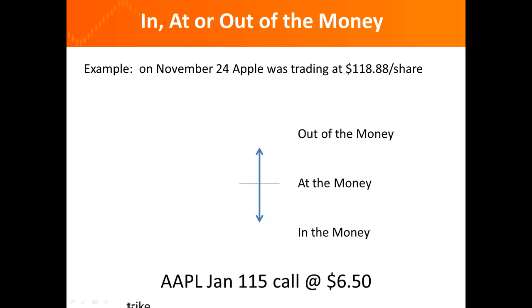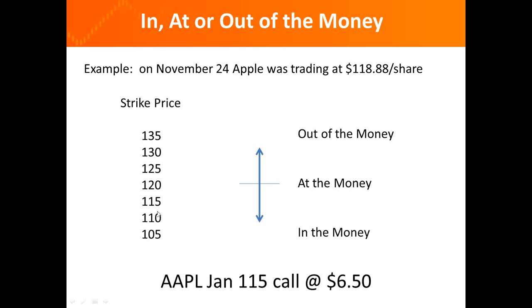Now, let's take a look at the terms at the money, in the money, and out of the money. Remember, our example is November 24th. We're using Apple, and it was trading at 118 per share. So a strike price right around 118.88, or let's, for Apple we rounded off in fives. So 120, a strike price of 120 would be called at the money.